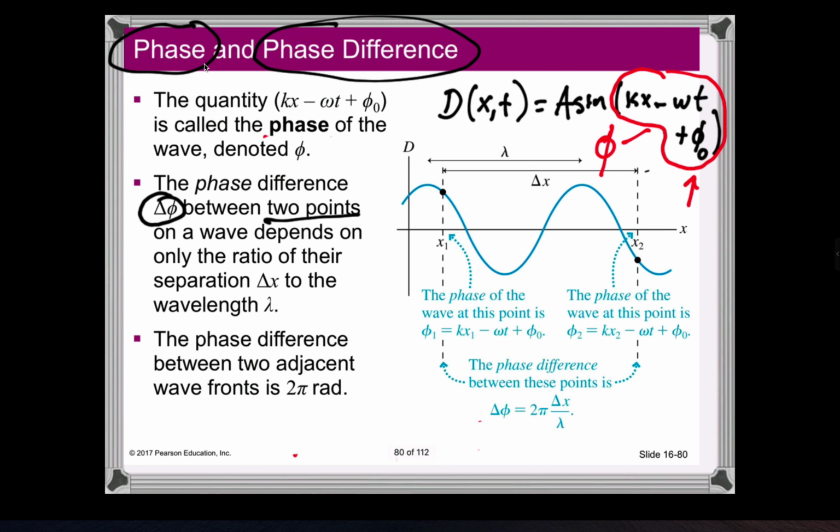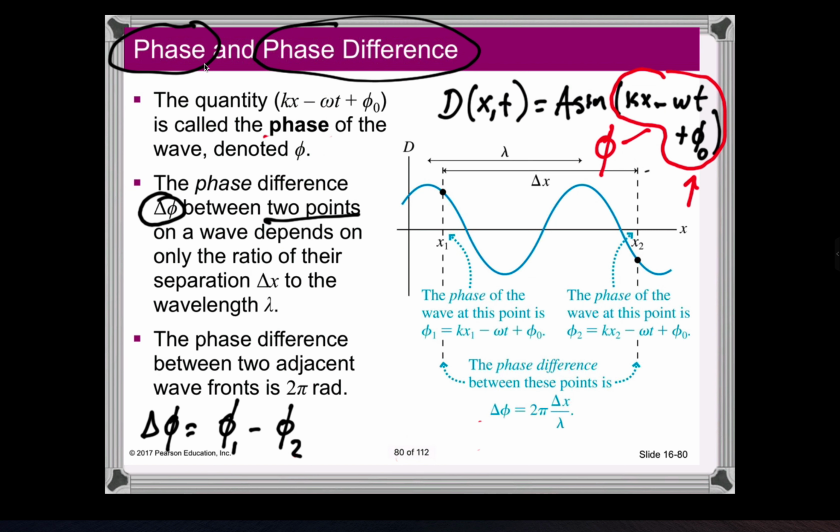The reason is because delta phi literally means take the phase of one point and subtract the phase of the second point. Now you might not see right now what's the importance of this. Why would we want to take the difference between the phase of the wave at one location and the phase of the wave at another location? What is that?